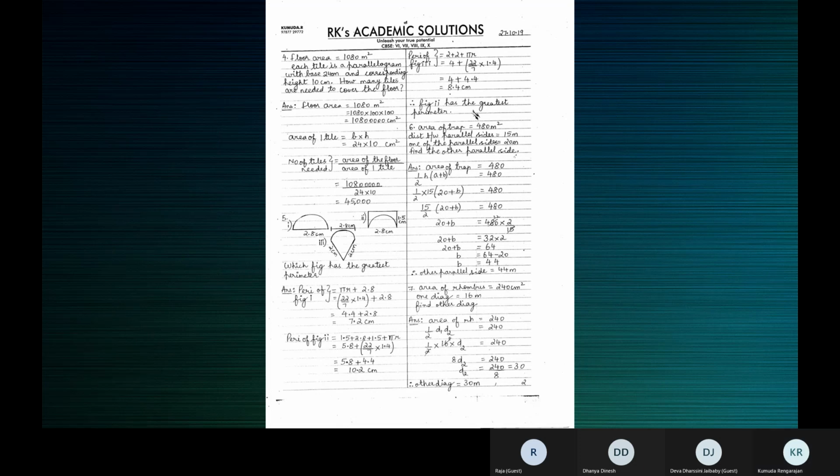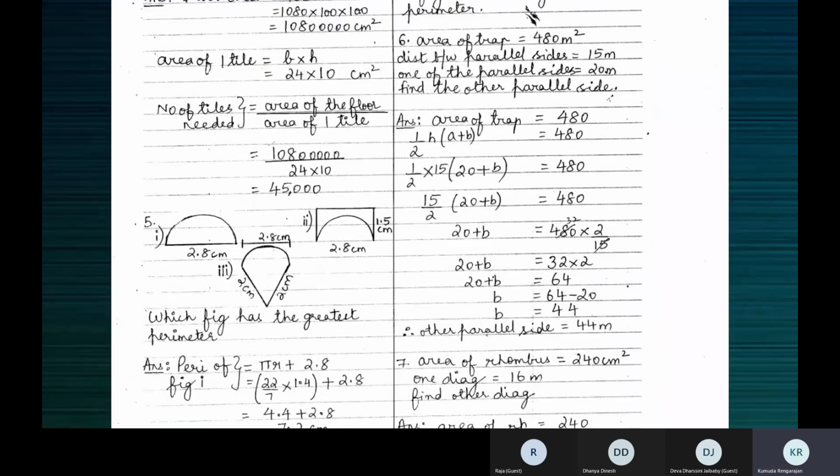All right. So here, children, we need to find which figure has the greatest perimeter. Look at figure 1. What's the length of the boundary of figure 1? Tell me the expression. Pi r plus 2r. Okay, pi r plus 2r.